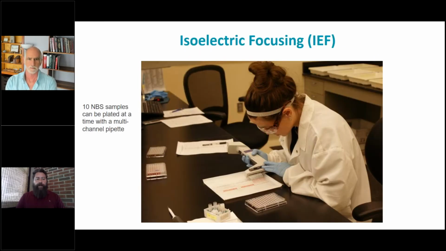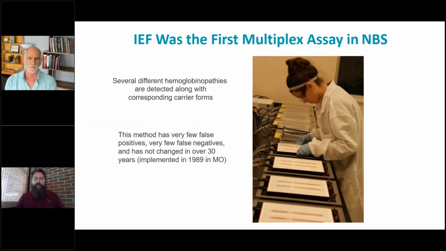So isoelectric focusing, the gels are still plated manually, as you can see here, and we can plate 10 samples at a time with a multi-channel pipette. IEF was the first multiplex assay in newborn screening, and it was really kind of a disrupting technology when it came out in the late 1980s. But it's a wonderful technology, and it detects several hemoglobinopathies along with the corresponding carrier forms for everything except for beta-thal. We cannot detect beta-thal carriers, but we find the carriers for all the other things that show up on this method.